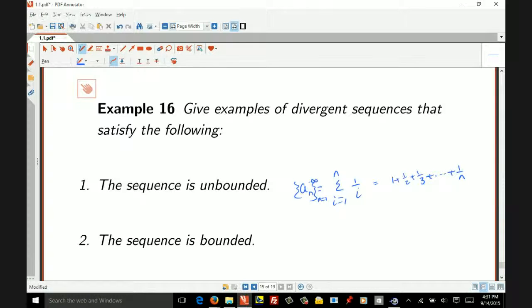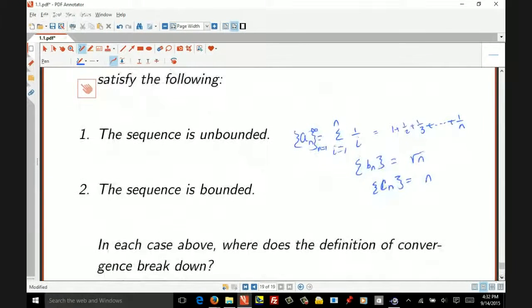Sorry. What's another unbounded one? We'll call it b sub n. Square root of n? Sure. The easiest one. We were getting there. You guys started with the hard and went to the easy. That's fine. On to the next one.